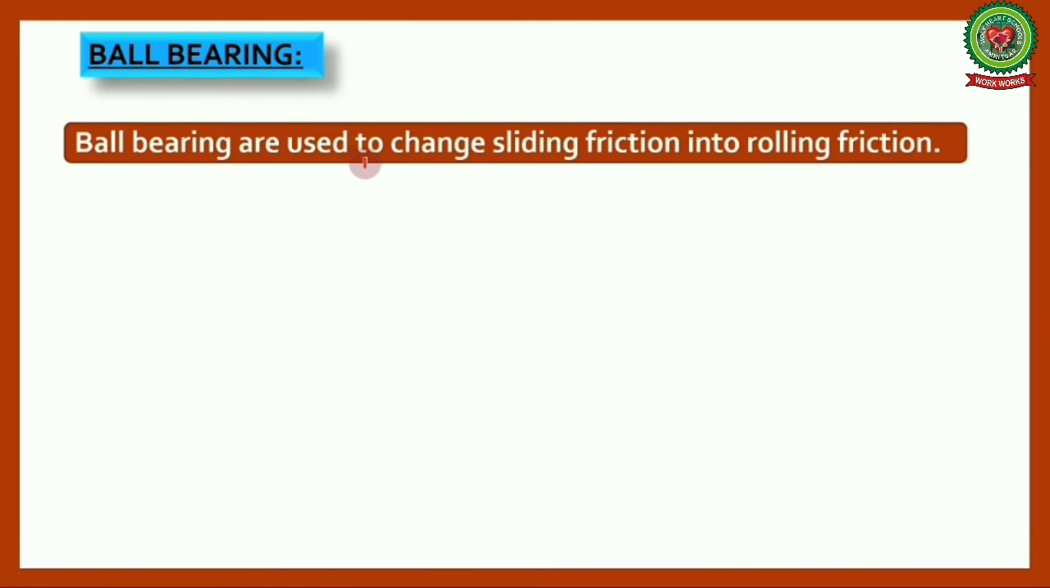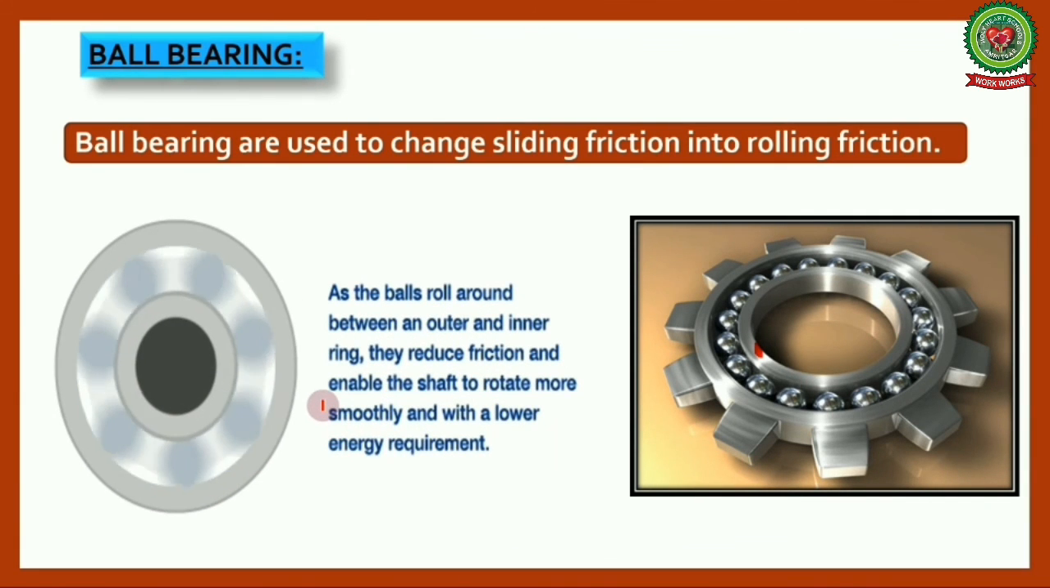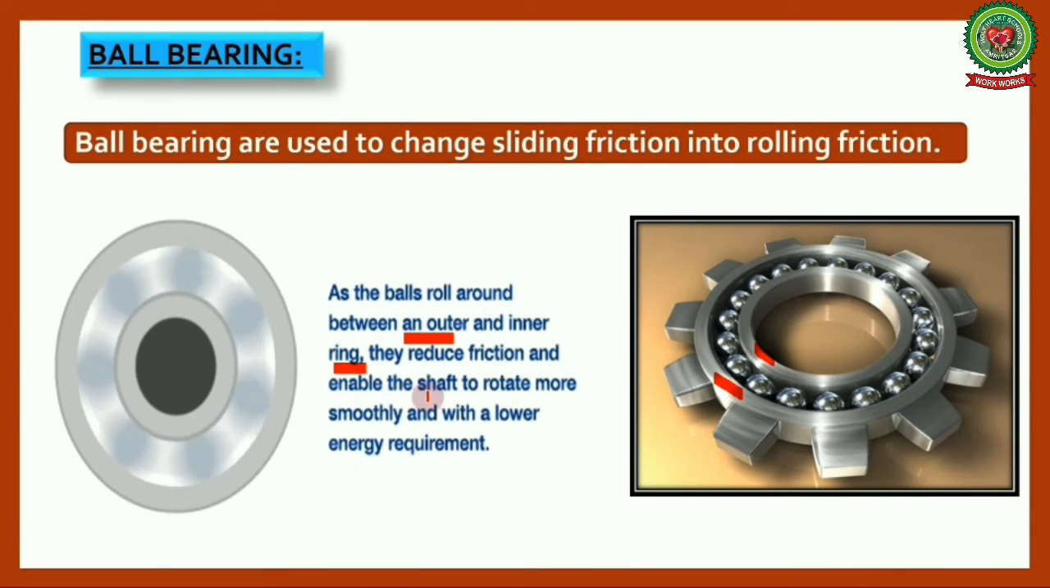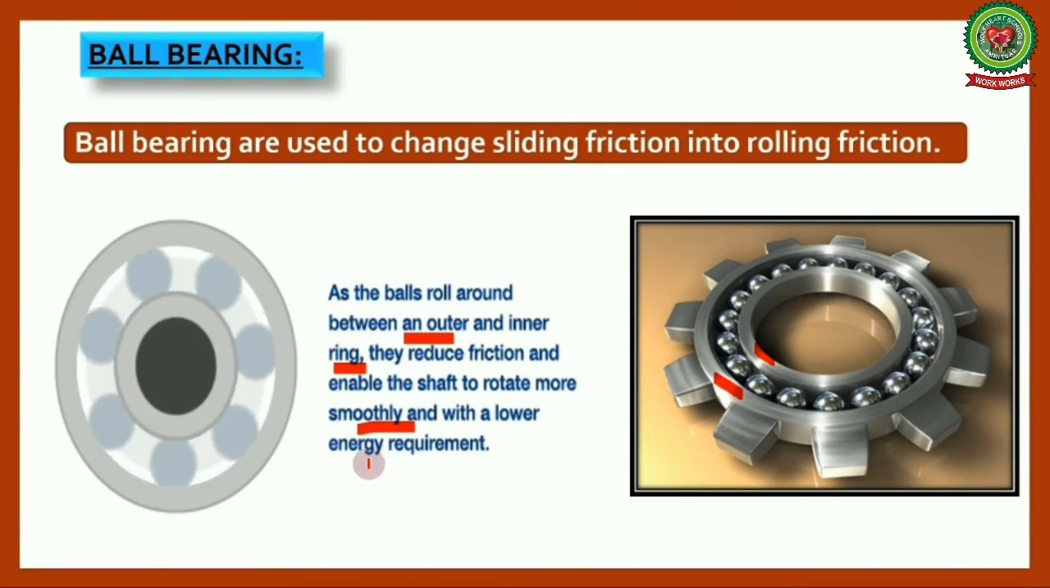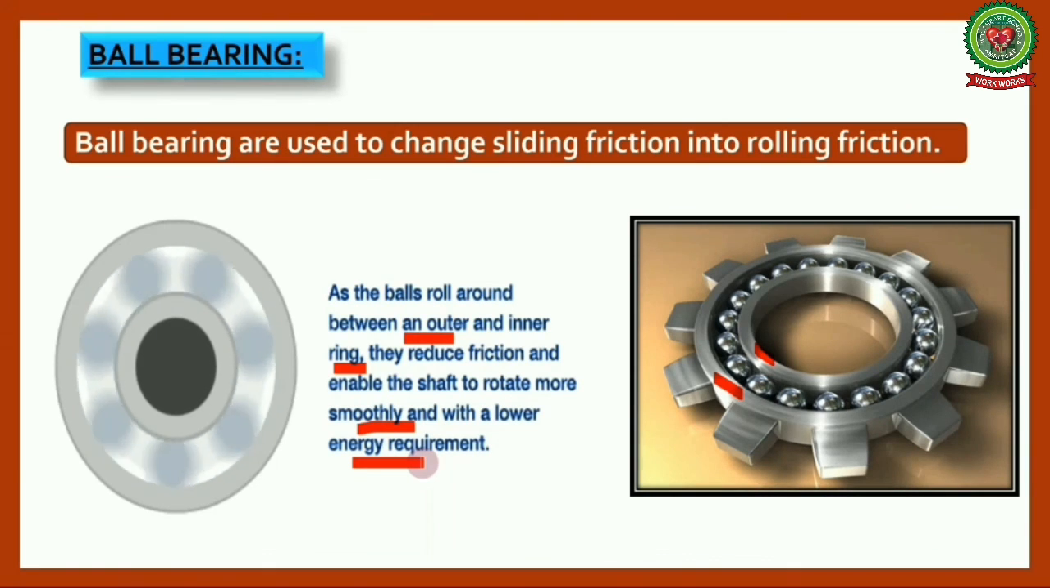Last is ball bearing. Ball bearings are used to change sliding friction into rolling friction. Since sliding friction is more than rolling friction, we can convert sliding friction into rolling friction by using ball bearings. So here in this picture you can see a ball bearing. So let's see what is the mechanism of ball bearing. The balls roll around between an outer and inner ring. So this is the inner ring and this is the outer ring. They reduce friction and enable the shaft to rotate more smoothly and with a lower energy requirement. Thus it reduces friction and also reduces energy losses. So these are the methods to reduce friction.